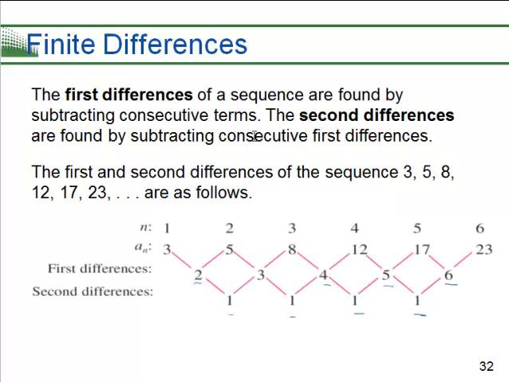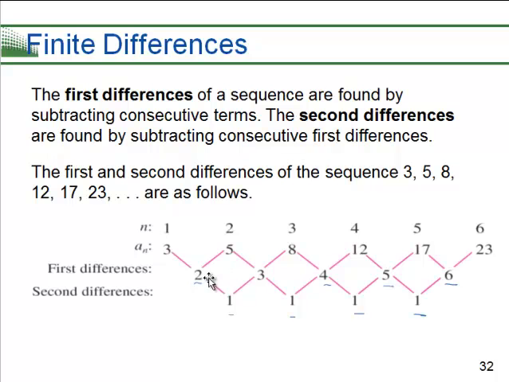The first differences of a sequence are found by subtracting consecutive terms, and the second differences are found by subtracting consecutive first differences. So here's the example. The first and second differences of the sequence 3, 5, 8, 12, 17, 23, and so on are as follows.